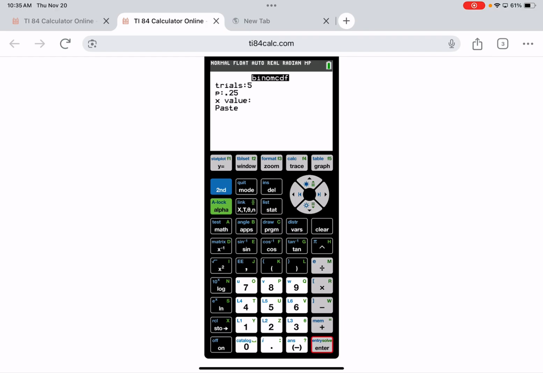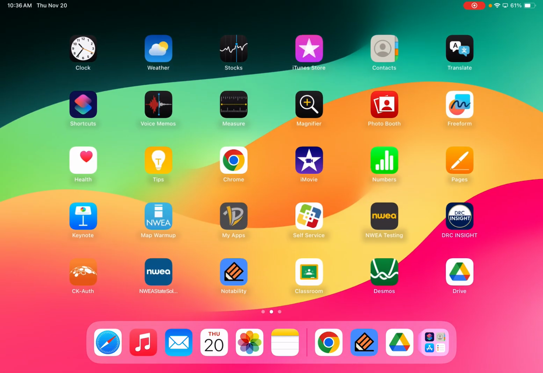Okay? So even though I'm doing probability that X is less than 3, the number I actually plug in for my X value is 2. So what this calculator is going to do is it's going to calculate the probability of 0, of 1, of 2, and then it's going to add them all together. So on your sheet, you would copy down, once we paste, I've got Binomial CDF, 5 trials, 25% chance, and I'm stopping at 2. And then I hit enter, and I get my probability. So we got about an 89.6% chance.